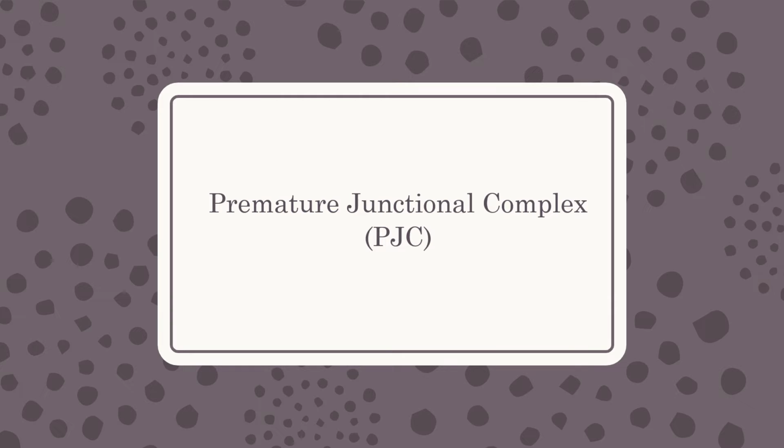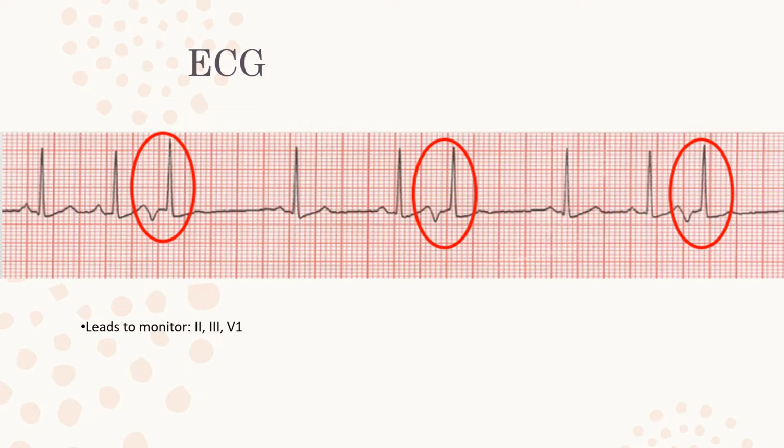So last week, you guys should have learned about PACs, premature atrial contractions, or premature atrial complexes. And this week, we're going to talk about premature junctional complexes, essentially the same thing, except it's going to have the same characteristics of the junctional rhythms regarding P waves. So premature junctional complexes, here's an example of a PJC, and you can look, they're circled in red.